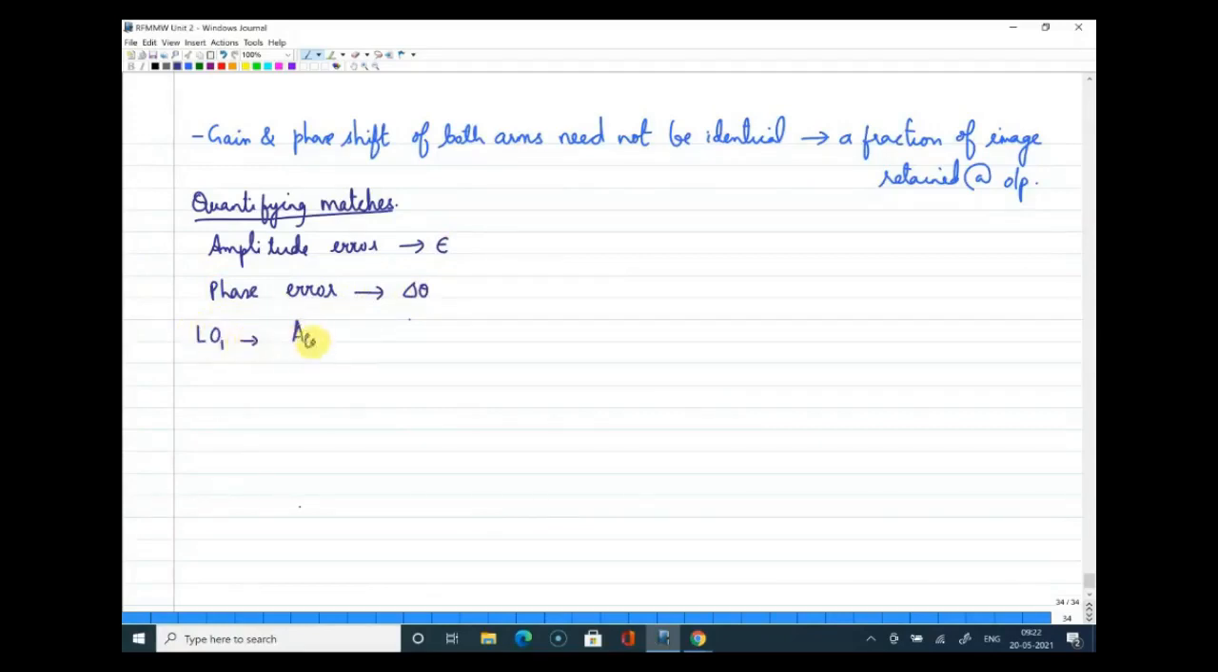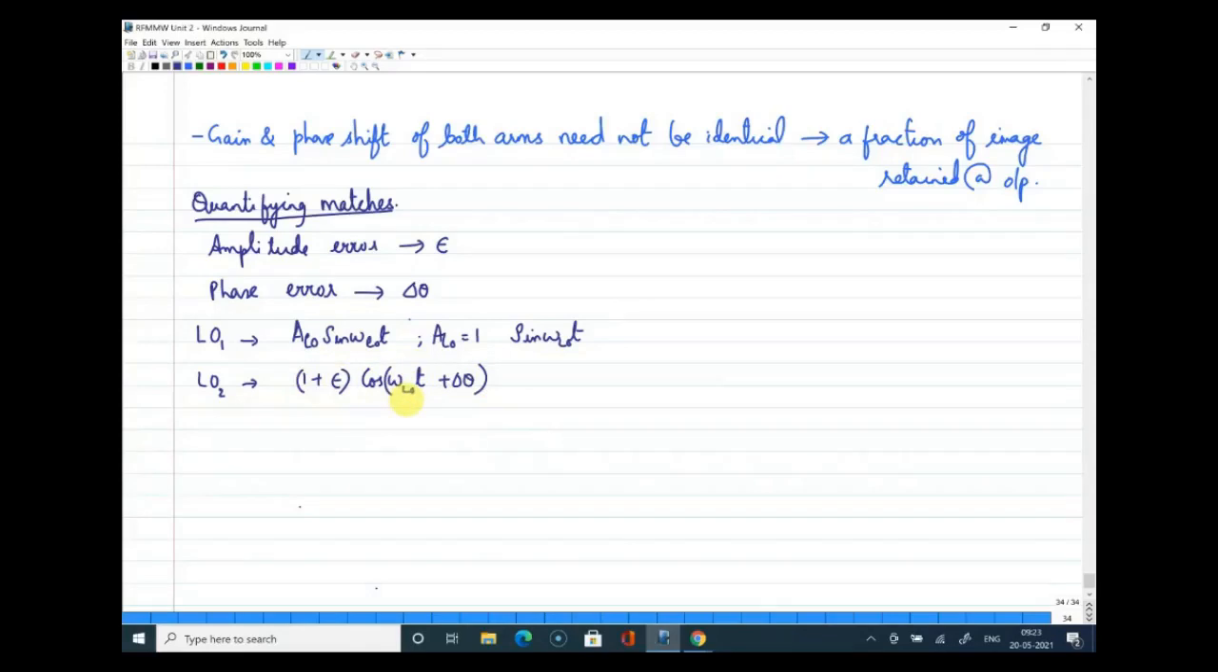So the LO waveform 1 is ALO sine omega LOT. If I consider ALO as 1, we will write this as sine omega LOT itself. If you want, we can again take ALO as the value itself, but for simplicity, I'm not considering it. And LO2 is ALO, now the other one will be 1 plus epsilon into cos omega LOT plus delta theta, where I have included the mismatches in both phase and amplitude.